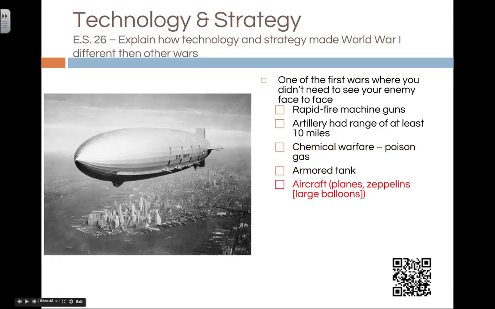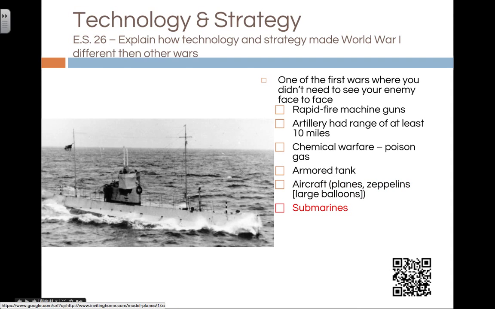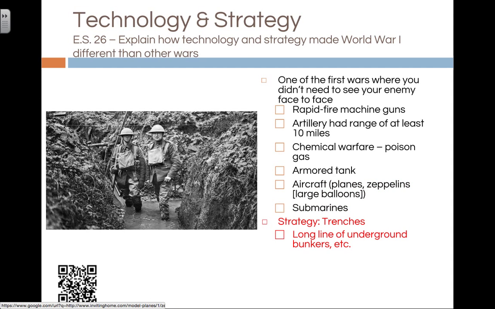Armored tanks, aircraft like planes, the Zeppelin, which is this right here, was used. Now it's not very effective in the fact that it's not very fast, or if you shoot it, it's going to fall down right away, but it was very quiet. Submarines. And finally, the strategy we're going to see is trenches. World War I was known as trench warfare just for the fact that there were huge, long lines of underground bunkers all throughout Europe that the soldiers literally lived in for months and years on end. Okay, that is the first four essential statements that we cover in World War I.